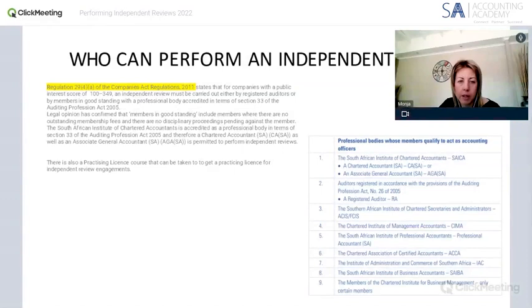Then we've got a few other organizations here: the South African Institute of Chartered Secretaries and Administrators, the Chartered Institute of Management Accountants, the South African Institute of Professional Accountants, the Chartered Association of Certified Accountants, the Institute of Administration and Commerce in South Africa, the South African Business Accountants, and then members of the Chartered Institute for Business Management. So there's only a limitation on this one because it's only certain members that will qualify for this. But if we look at the Companies Act, it states that companies with a public interest score of 100 to 349.